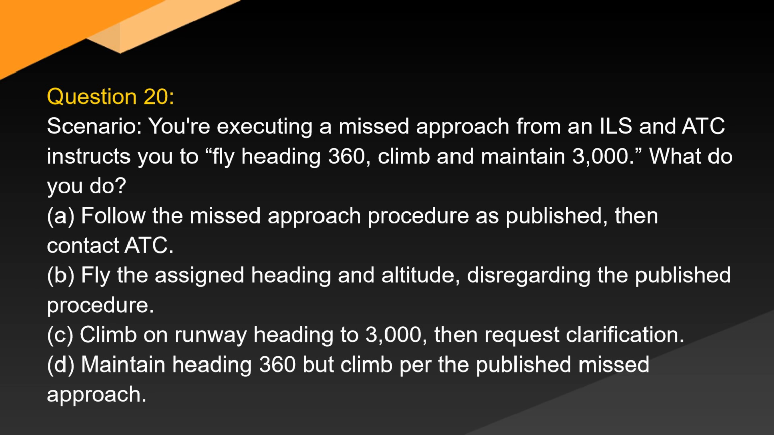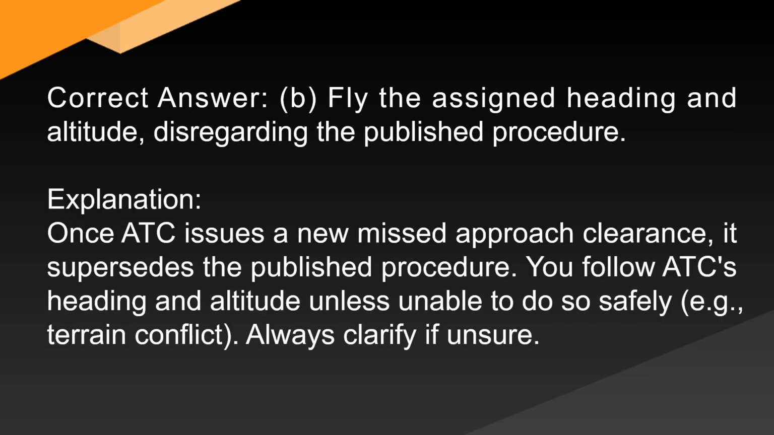Question 20. Scenario. You're executing a missed approach from an ILS and ATC instructs you to fly heading 360, climb and maintain 3000. What do you do? A. Follow the missed approach procedure as published, then contact ATC. B. Fly the assigned heading and altitude, disregarding the published procedure. C. Climb on runway heading to 3000, then request clarification. D. Maintain heading 360, but climb per the published missed approach. Correct answer. B. Fly the assigned heading and altitude, disregarding the published procedure.